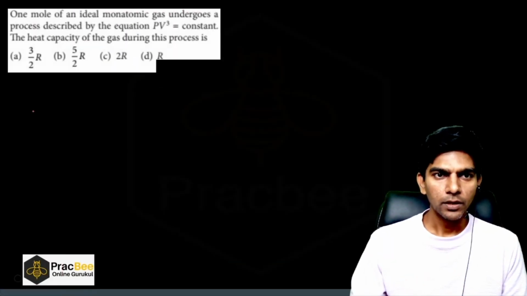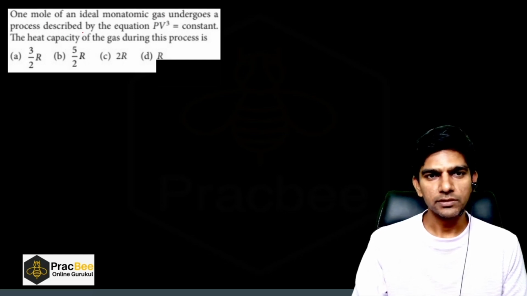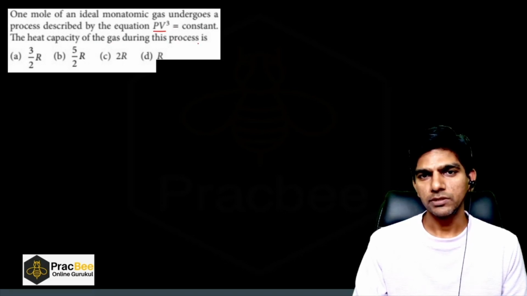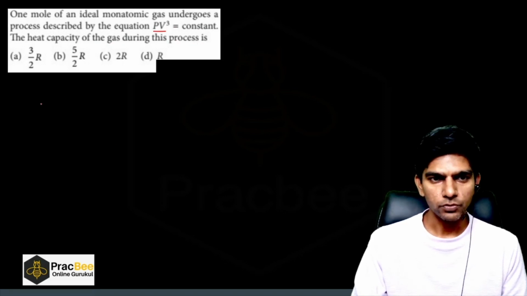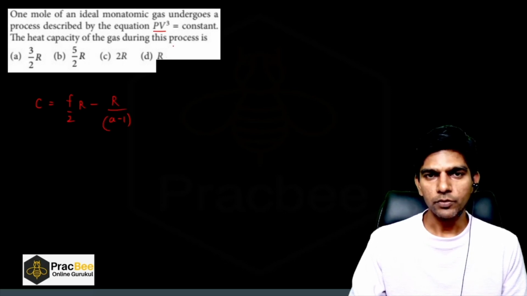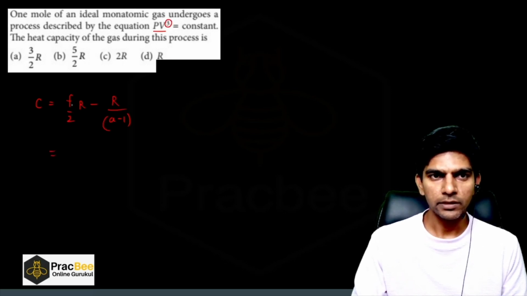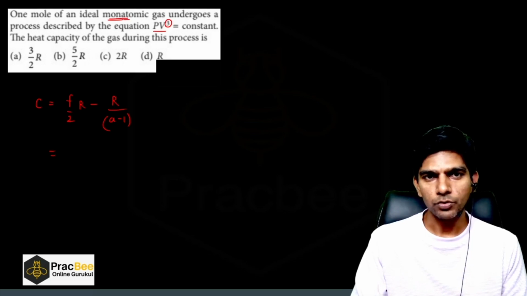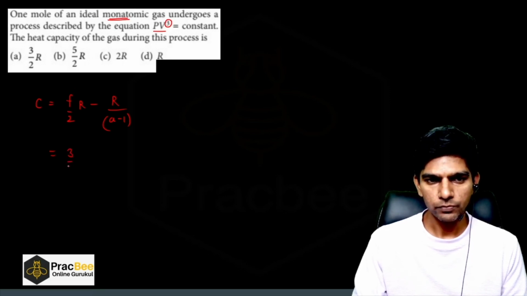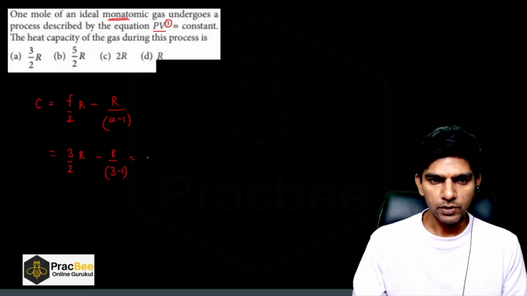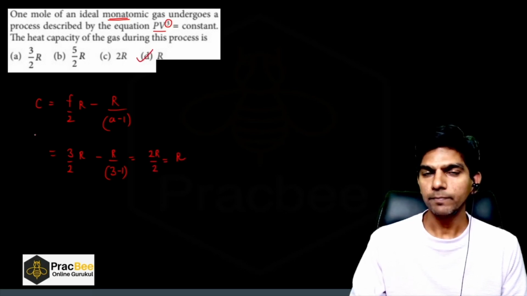1 mole of an ideal monatomic gas undergoes a process described by the equation PV raised to power 3 equals constant. The heat capacity of the gas during this process is now PV raised to power 3. So we know that molar heat capacity for a polytropic process will be given by f by 2 R minus R upon a minus 1. Now here the value of a is 3, and it is a monatomic gas, so the degree of freedom is 3. So it will be 3 by 2 R minus R upon 3 minus 1. So that will become 2R by 2, and it is nothing but R. So option D is the right answer.